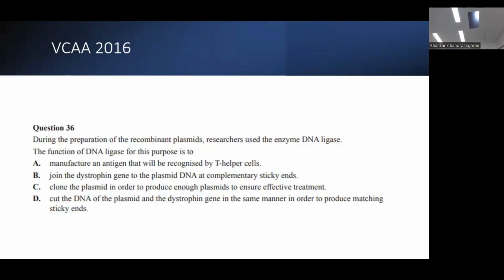So, the function of DNA ligase: during the preparation of the recombinant plasmids, researchers use the enzyme DNA ligase. Okay, so we've looked at restriction endonuclease or restriction enzymes, then DNA polymerase or RNA polymerase. Then the third enzyme that we looked at for manipulating DNA is DNA ligase. What is the function of that, Zoe? What do you think?